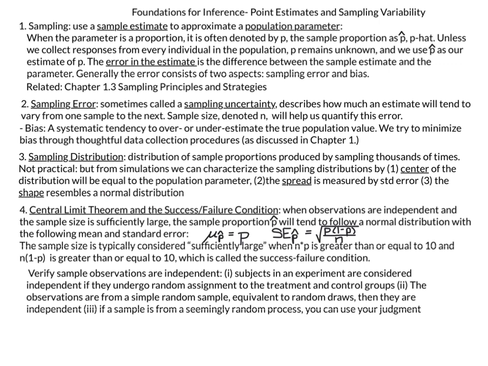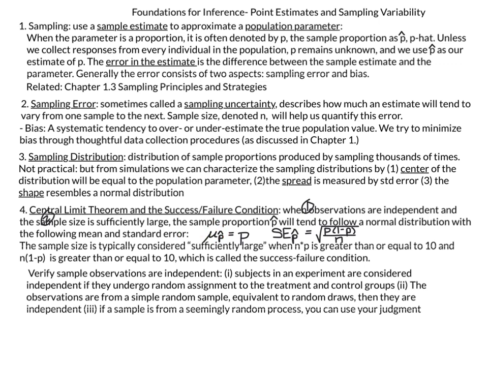What this study of sampling distribution gives us is the central limit theorem and the success-failure condition. When observations are independent and the sample size is sufficiently large, so these are two conditions we must meet. One, the observations must be independent, and two, our sample size must be sufficiently large. Then the sample proportion p hat will tend to follow a normal distribution with the following mean and standard error.